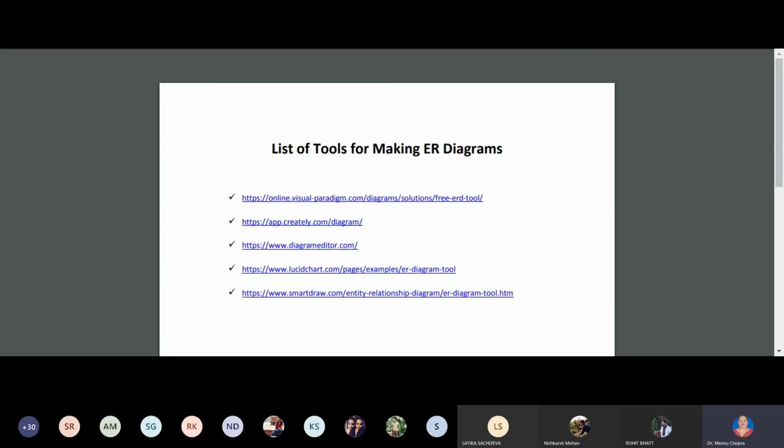These are the list of tools. You can try it according to me. These are the best I've shortlisted according to the reviews of the people who are using it. I think the best one is Smart Draw. Lucid Chart is also there. And you can draw the ER diagrams using these tools. Don't use Word document. Don't use anything like this. Try to make it and explore these tools. And I will give you a few case studies and you have to make the ER diagram.